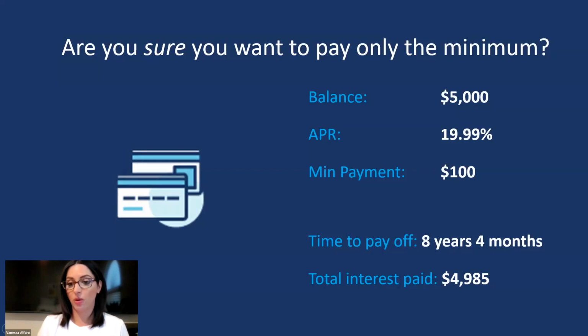So you'd be paying $4,985 in interest on a $5,000 purchase. So you're basically paying for that twice. So do you want to pay for Hawaii twice? Was that a need or a want? So be very careful when you're swiping that card.